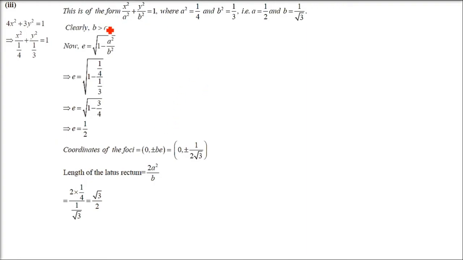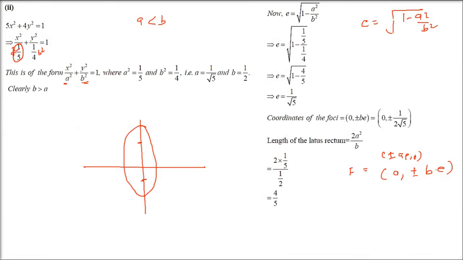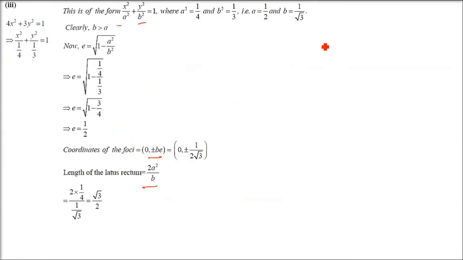So always see that in this also, we have B greater than A, not A greater than B. So you have to write 0, plus minus BE as the foci. E will be under root 1 minus A square by B square, not 1 minus B square by A square. And the latus rectum was 2b square by a in case of horizontal ellipse, but in case of vertical ellipse, it has to be 2a square by b.